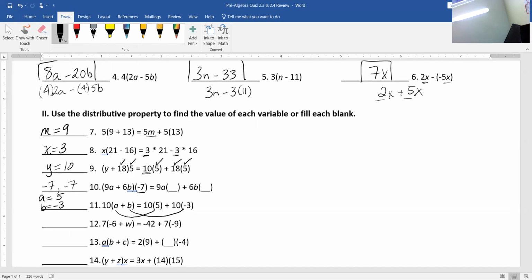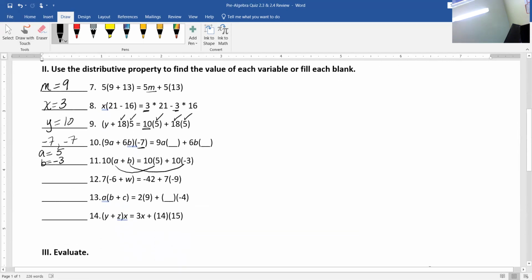So number 12. Again, we have 7 times negative 6 plus w. Well, in this case, hopefully you are good with your multiplication tables at this point. So you know that 7 times negative 6 is negative 42. Therefore, 7 times w must be 7 times negative 9. So w equals negative 9.